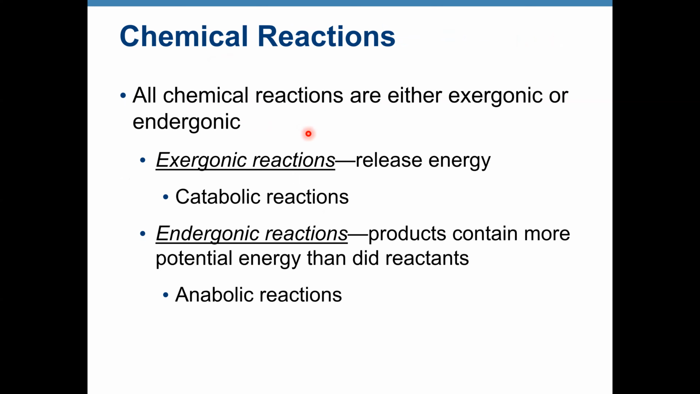So all chemical reactions are either exergonic or endergonic. Exergonic reactions release energy, and endergonic reactions store energy. An exergonic reaction in biology is called a catabolic reaction, and an endergonic reaction is called an anabolic reaction. So catabolic is when you break large molecules into smaller ones and energy is released, and anabolic is when you bind smaller parts to make a larger molecule and energy is stored inside those chemical bonds.